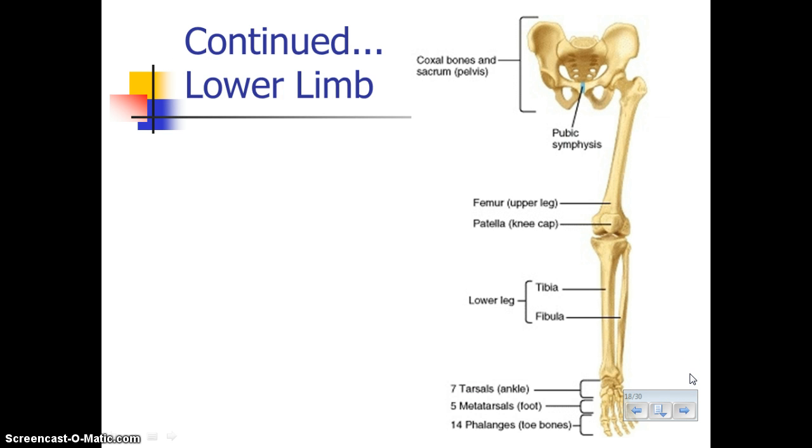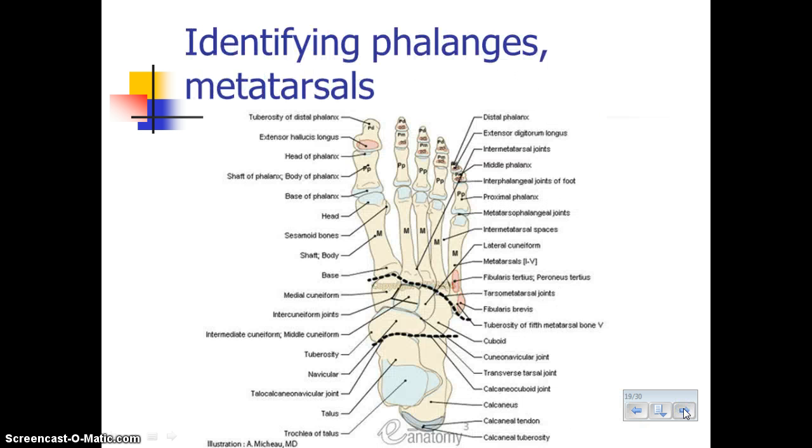These are the bones of the lower leg, nothing too fancy here. The femur, the patella, the tibia, the fibula, and then the tarsals make up the ankle bone, the metatarsals, the foot bone, and the phalanges are the toes. We want to know a couple things about describing the metatarsals and the phalanges.